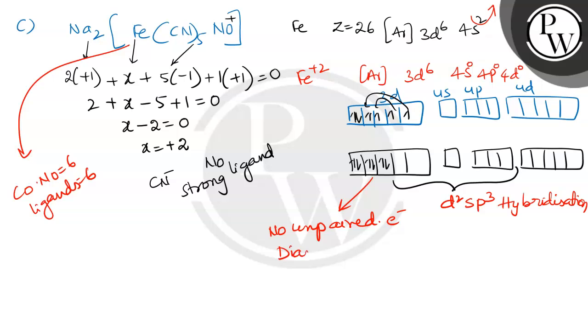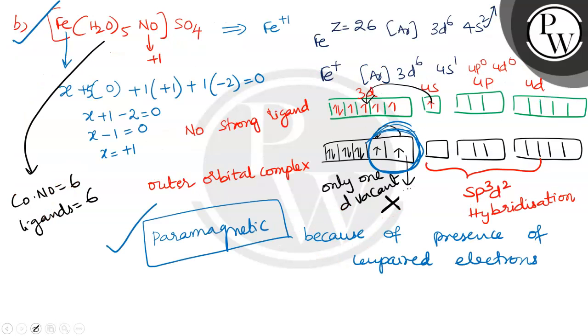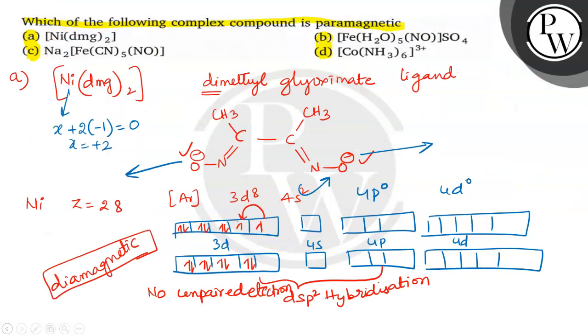What was asked in the question? Which of the following is paramagnetic was asked. So this is not paramagnetic. Option C is not the answer for this question. Now let us see the fourth option. In the fourth option what is given?